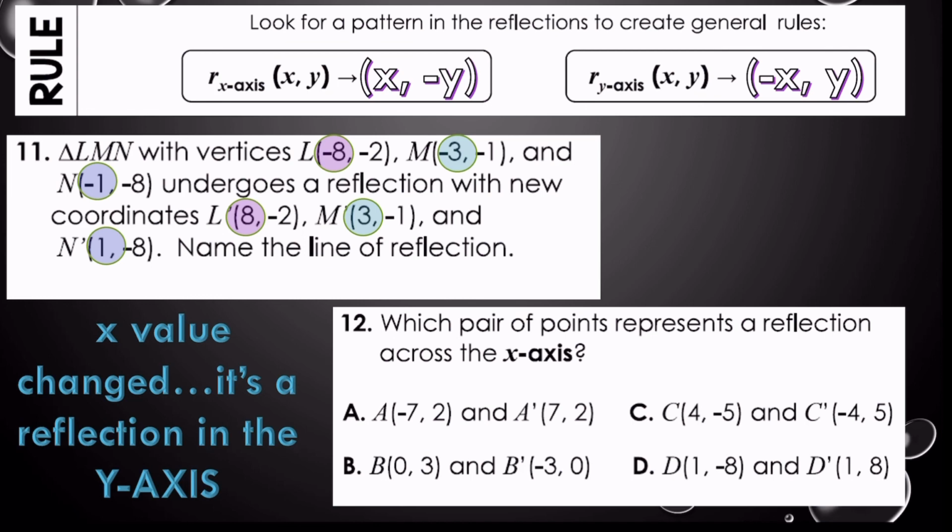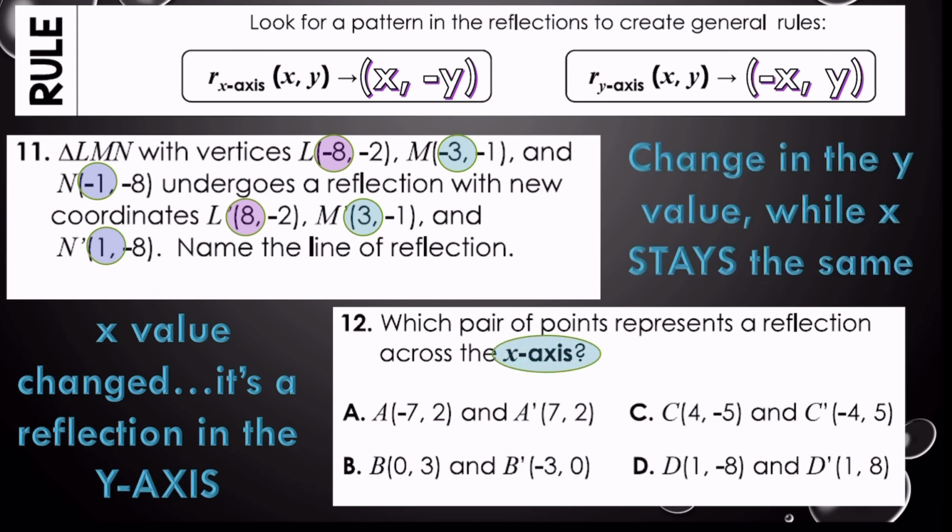So it wants to know which pair of points represents a reflection across x. So I'm going across x. My x needs to be the same, but my y changes. So I can rule out A and I can rule out B. So I come down to C. So in C, both x and y change, but in D, only my y changed. Okay, so therefore, a change in the y while x stays the same is D.